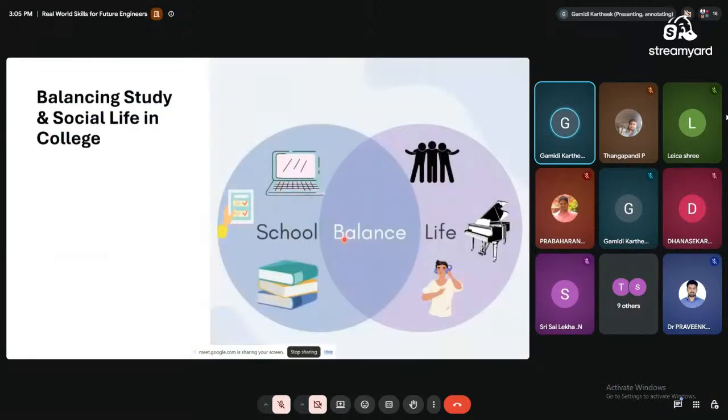Okay. Next, balancing study and social life. You should have good communication with your friends. You should have good communication with your colleagues, your teachers, your professors. You should know how to balance your social life, because you should have good understanding of your surroundings. For example, you got 90% in your academics. You don't know how to go from Avadi to Chennai Central, which bus to board. What is the use? Right? You should have good understanding of your environment as well.